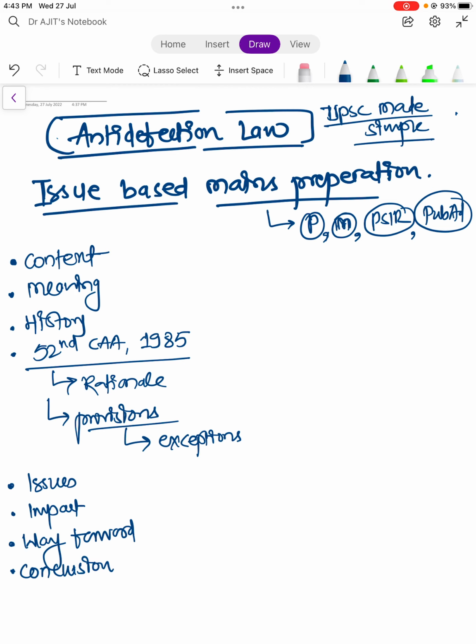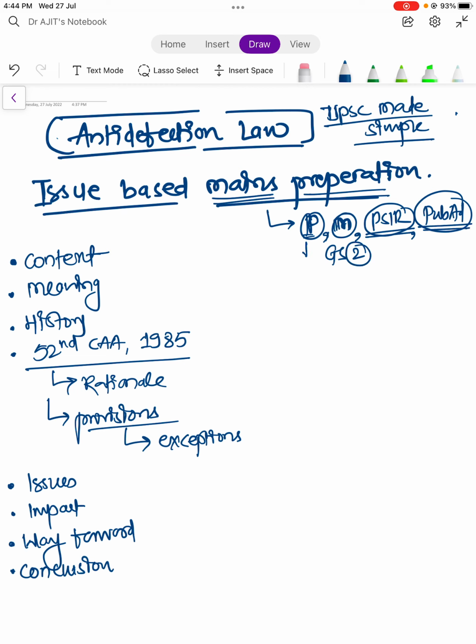Today we are going to start issue based mains preparation, and today's topic for that is Anti Defection Law. It will be very important from prelims perspective, in mains GS paper 2, again for PSIR optional and public administration optional. It will be very important.